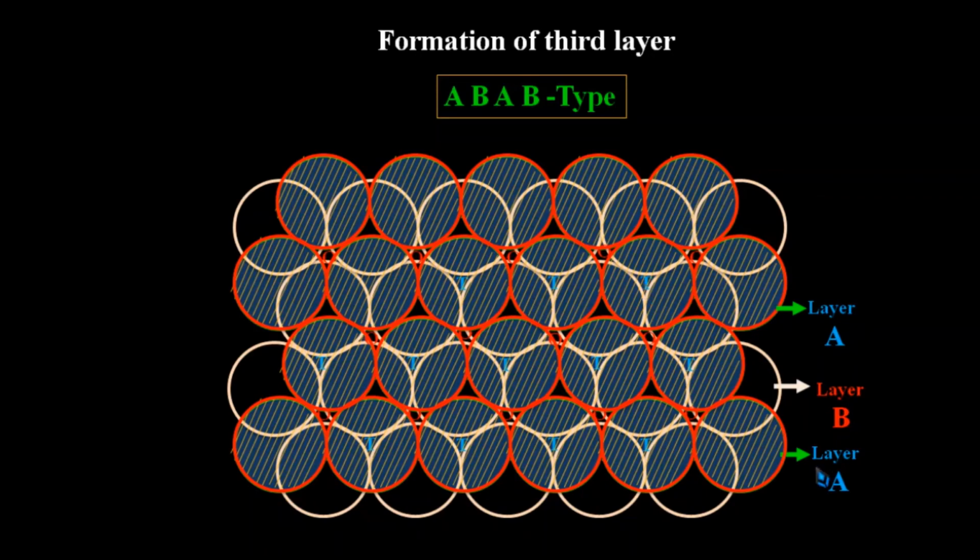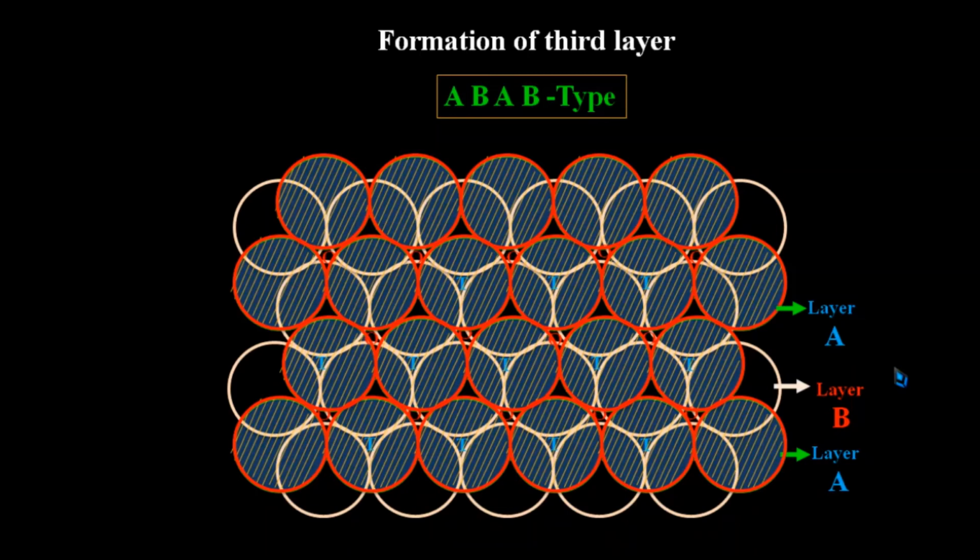If the first layer is labeled as A, the second as B, and as the base layer and the third layer are identical in arrangement, it is also labeled as A. So this type of arrangement or packing is called the ABAB type of packing in a crystal lattice. This is also called hexagonal close packing or HCP. In this, the packing efficiency is 74% and the coordination number of each sphere is 12.